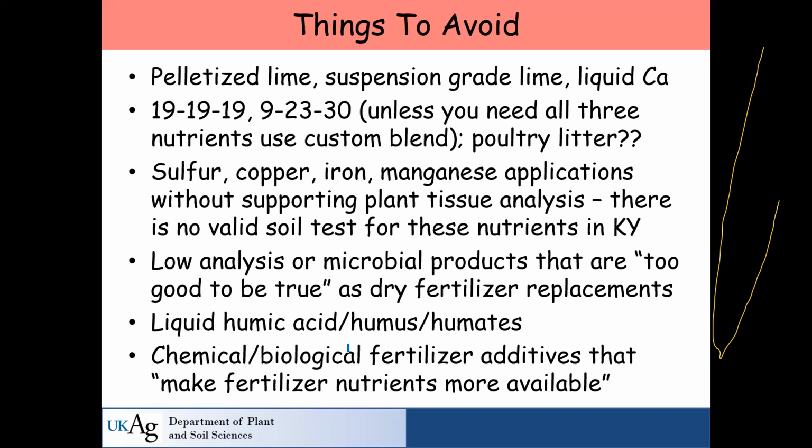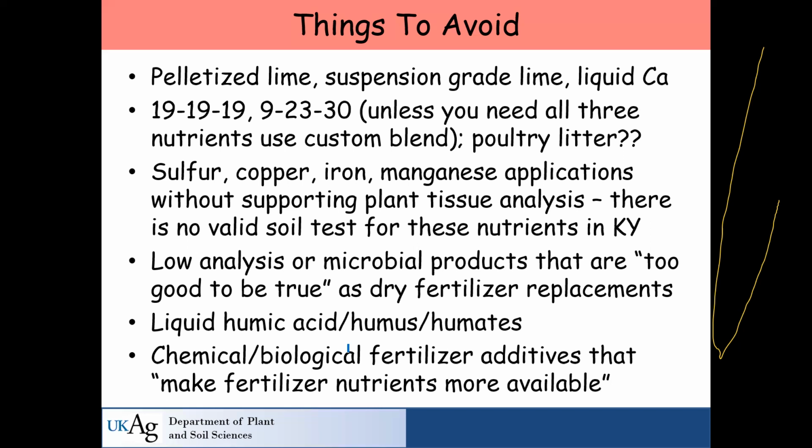Low analysis, meaning low fertilizer analysis, and some of the microbial products that are too good to be true as dry fertilizer replacements should be avoided. I was recently treated to a situation where someone said a 2.5 gallon jug of a product was equal to 1 ton of 10-10-10. Well, a ton of 10-10-10 contains 200 pounds of N, 200 pounds P2O5, and 200 pounds of K2O. And if you think you can pack that into a 2.5 gallon jug, I got news for you.